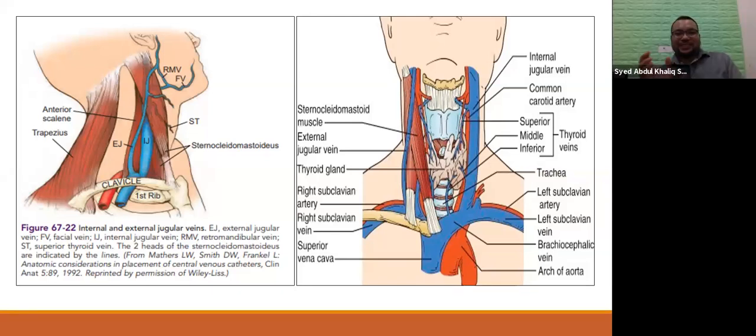So your sternocleidomastoid muscle, it has two limbs. One is from the mastoid bone. From the mastoid bone, it splits into two: one goes to the sternum, one goes to your clavicle. So basically it's the medial aspect of the sternocleidomastoid muscle. And the thing you need to remember is, in the femoral line, the vein is medial to the artery, but the internal jugular vein is lateral to the carotid artery.